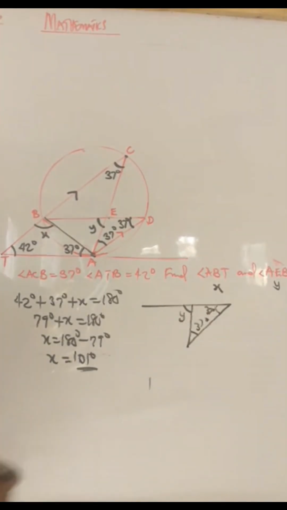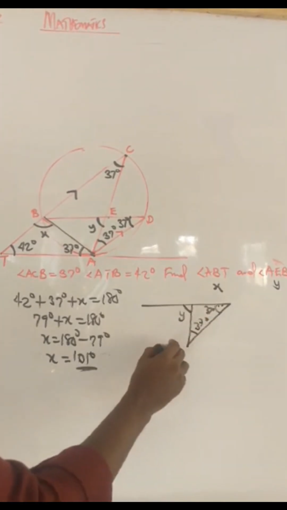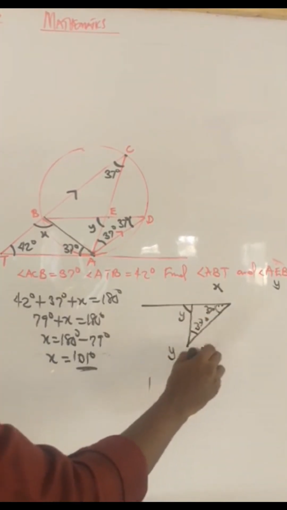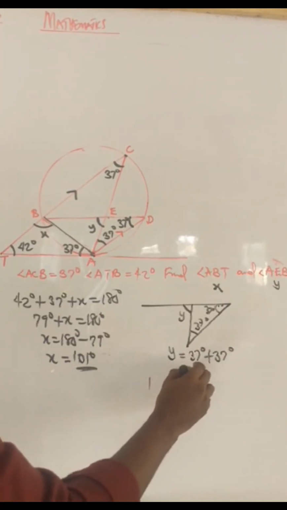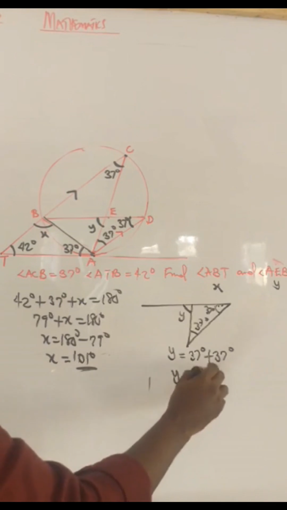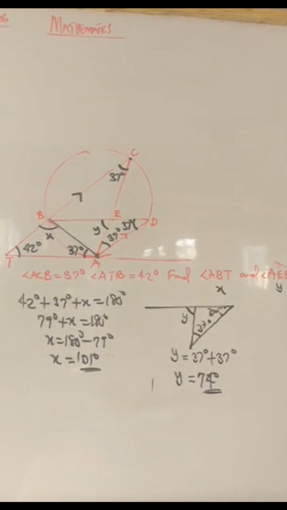You have to know that the exterior angle of a triangle equals the sum of the opposite interior angles. So Y equals 37 degrees plus 37 degrees. And from here, what's Y? What's Y? So we've gotten ABT and AEB.